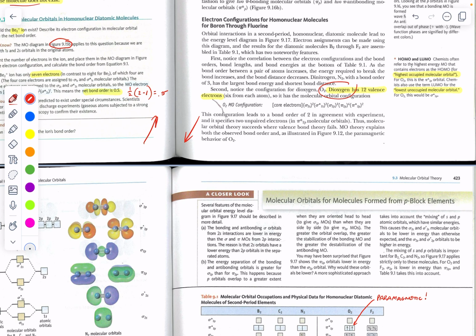Now they start talking about dioxygen, which is diatomic oxygen, O2, 6 electrons for each of the 2 atoms, which is a total of 12, which means we're going to have 6 pairs. And as you do your 6 pairs, you can see it in the second energy level. You put 2 in the 2s, you put 2 in the 2s anti-bonding, 2 in the 2p, and then you start to distribute them in the pi bonding, 2px, 2py, 2pz, and that's where the anti-bonding is going to come into play.